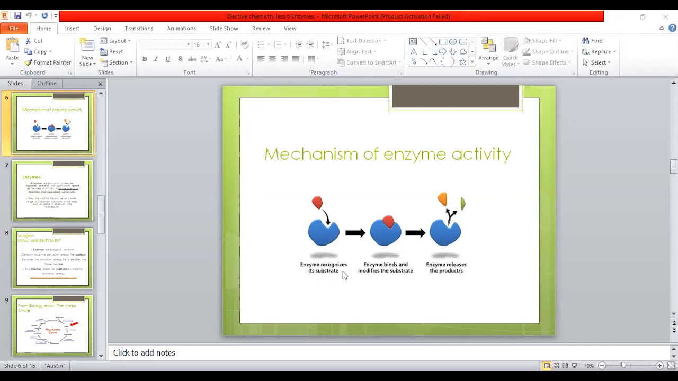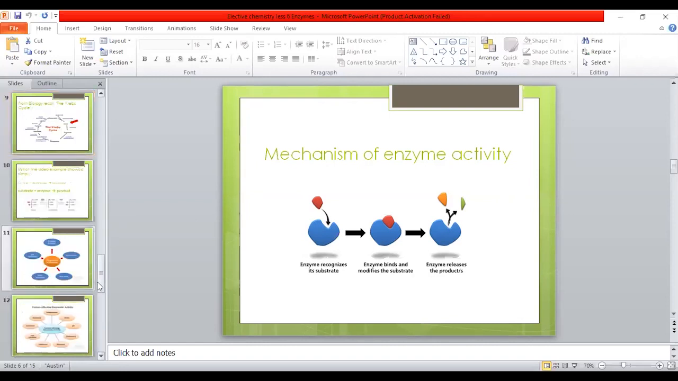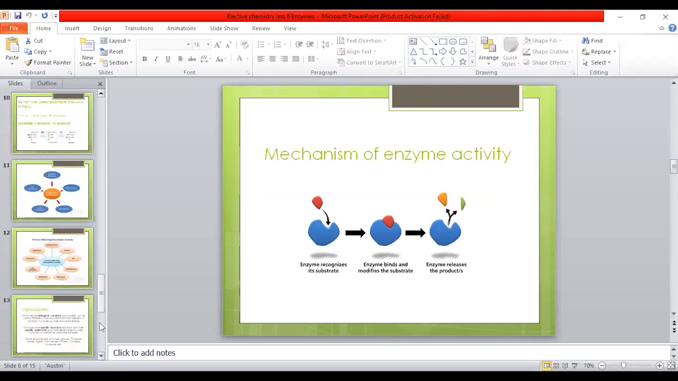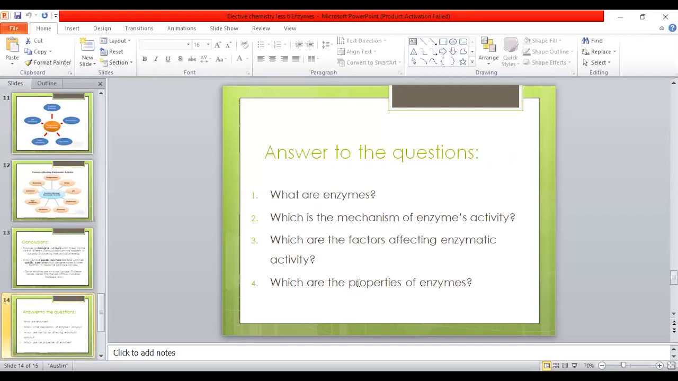So the first step is the enzyme recognizes its substrate. So this is the enzyme and it recognizes the substrate. What does it do then? The enzyme binds and modifies the substrate, modifies it in order to perform a specific function. Then what is that? The enzyme releases the products. Okay, it's that simple. You are not going into details for that, just in this way you are going to explain it.